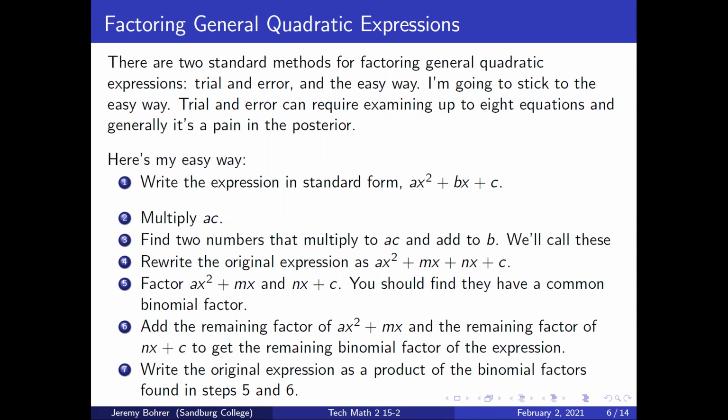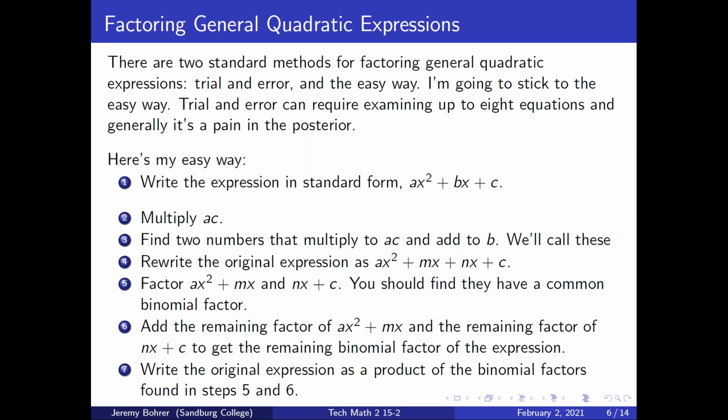Here's my easy way. First, write the expression in standard form, ax squared plus bx plus c. Then multiply a times c. Find two numbers that multiply to ac and add to b. We will call these m and n. Then rewrite the original expression as ax squared plus mx plus nx plus c. Factor ax squared plus mx and nx plus c.